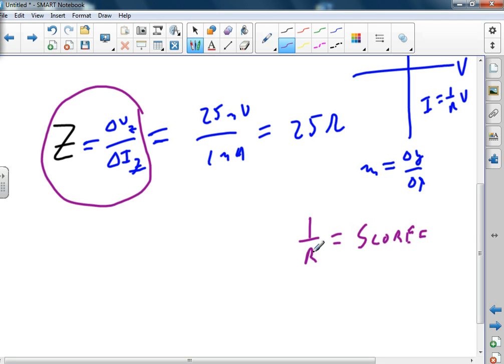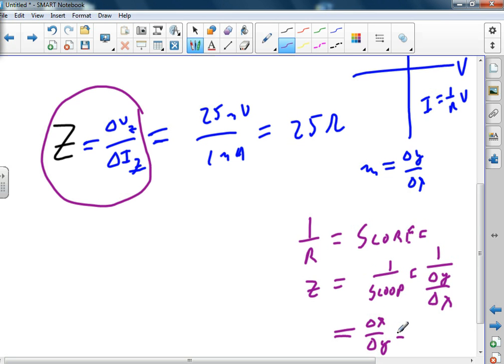Okay, so impedance would be 1 over the slope, which would be 1 over change in Y over change in X, which would be change in X over change in Y, and the change in X is my voltage, so that'd be change in voltage Zener over change in current Zener.